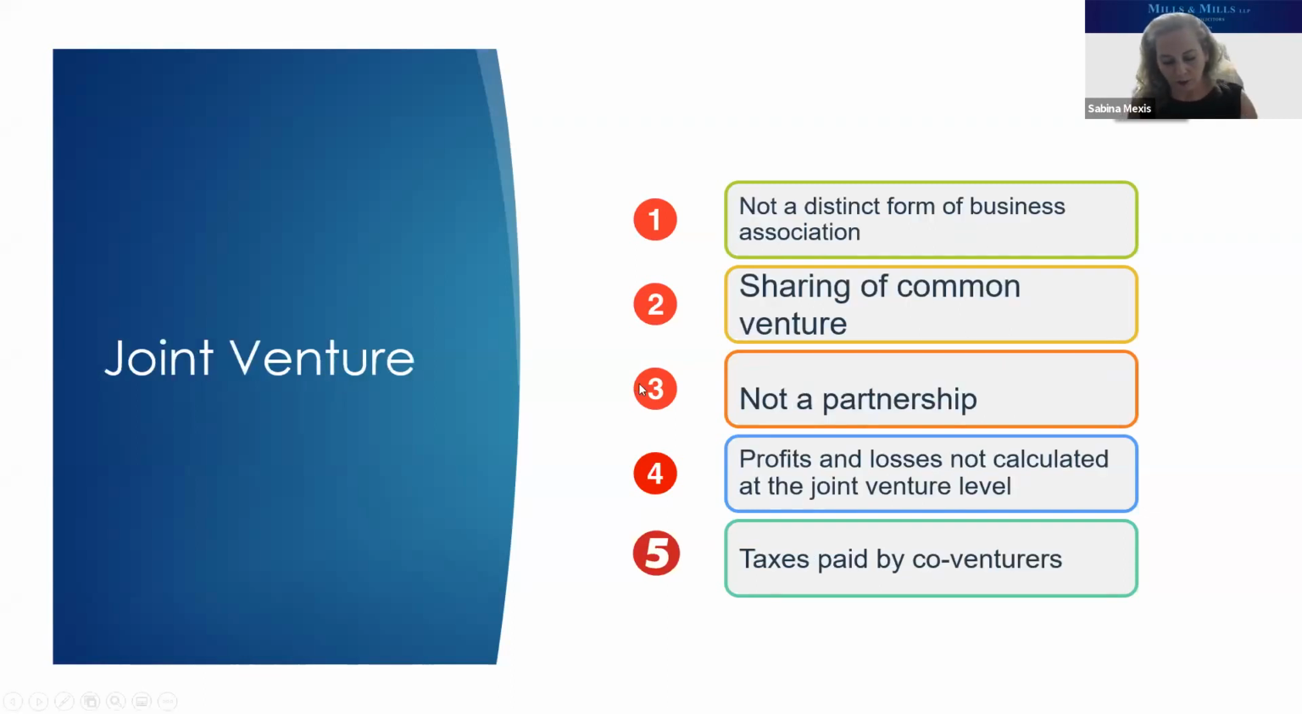Okay, so a joint venture. A joint venture is similar to a partnership, but Canadian law does not recognize a joint venture as a distinct form of business organization. A joint venture is an arrangement between 2 or more parties who share in a common venture. It's usually a contractual relationship, and profits and loss are not calculated at the joint venture level. The taxation is at the individual co-venturer level. So it is similar to a partnership in the sense that the tax obligation is a responsibility of the individual co-venturers, whether natural persons or corporations.